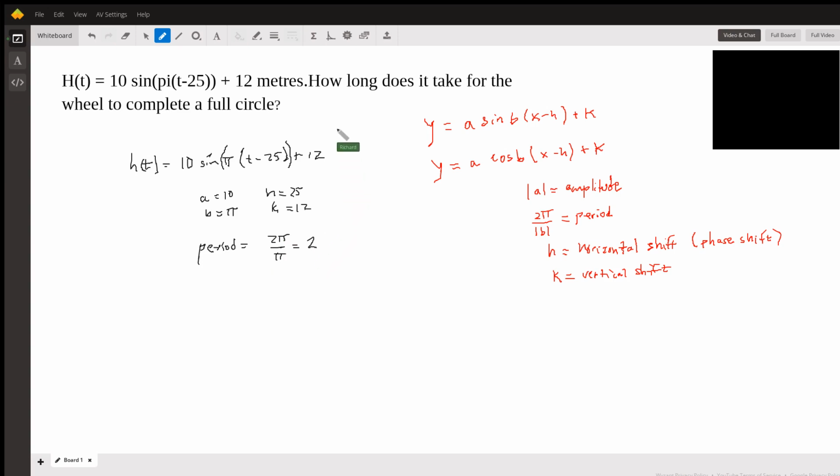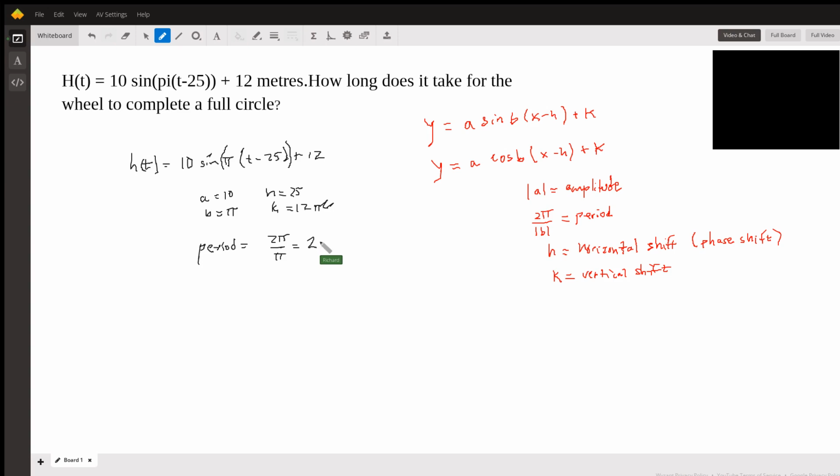So it takes 2, I don't know what this is, they don't tell us the units, but probably minutes, I would think. They haven't given us units for height, or the height unit is meters, so it's 12 meters here. But we don't know the units for time. So it's 2 units of time, probably minutes, to do a full cycle, and that's the answer to the question.